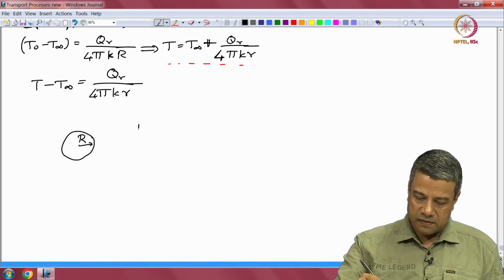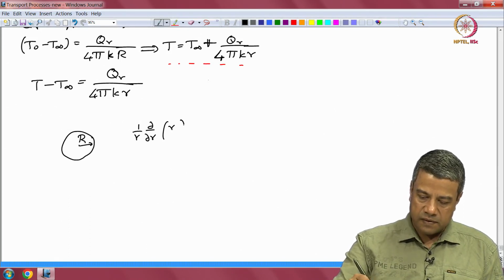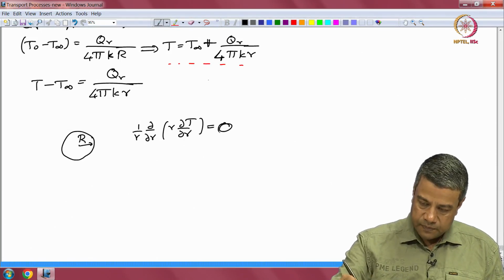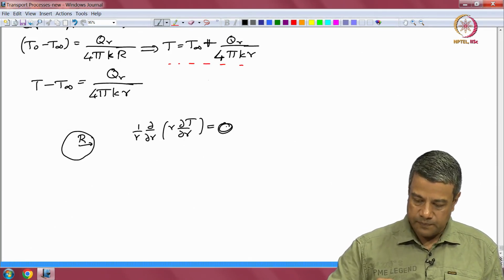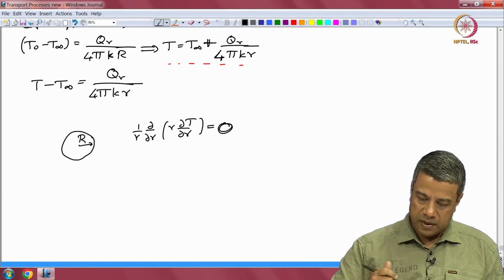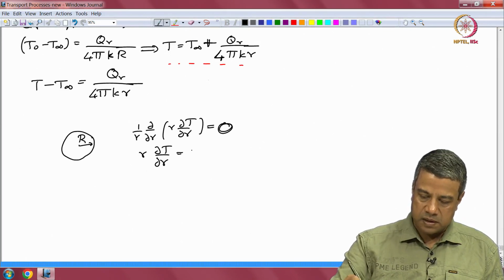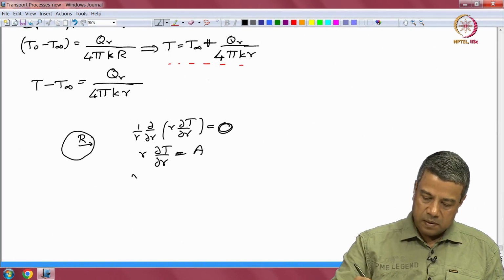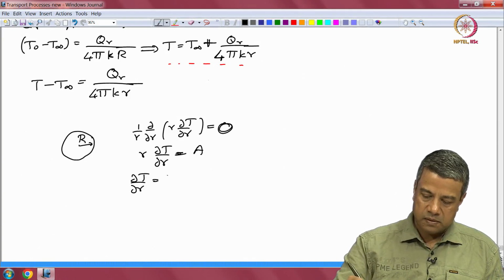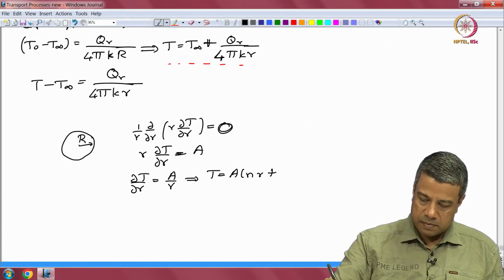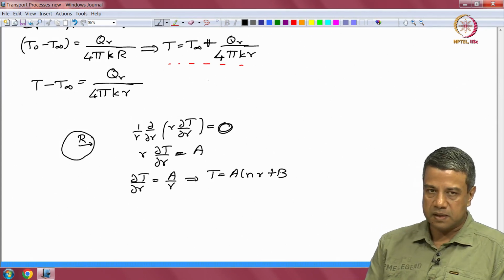The reason is because the equation for the temperature field is partial by partial r of (r partial T by partial r) equal to 0, which implies that r partial T by partial r is equal to a, partial T by partial r is equal to a by r, and T is equal to a ln r plus b. That was the temperature that we had derived for a cylinder.